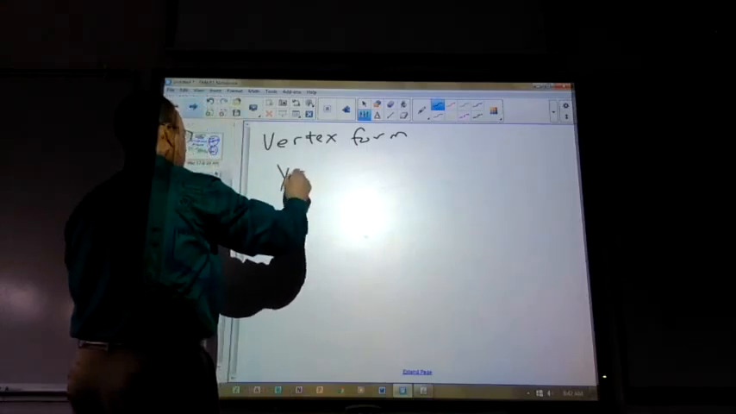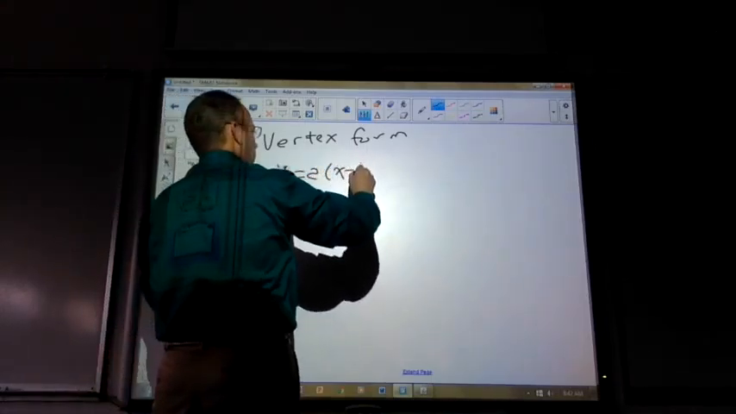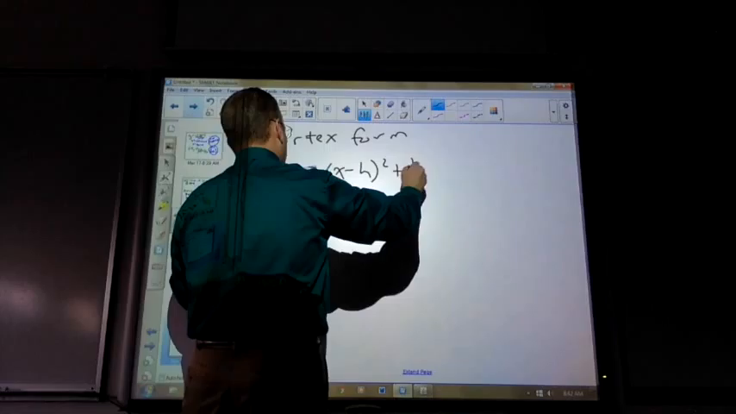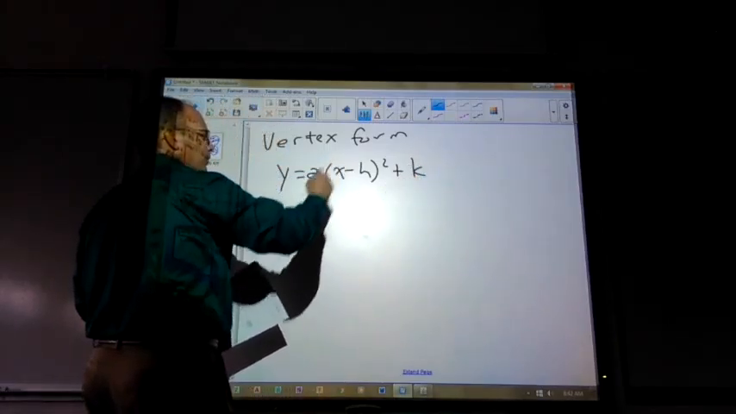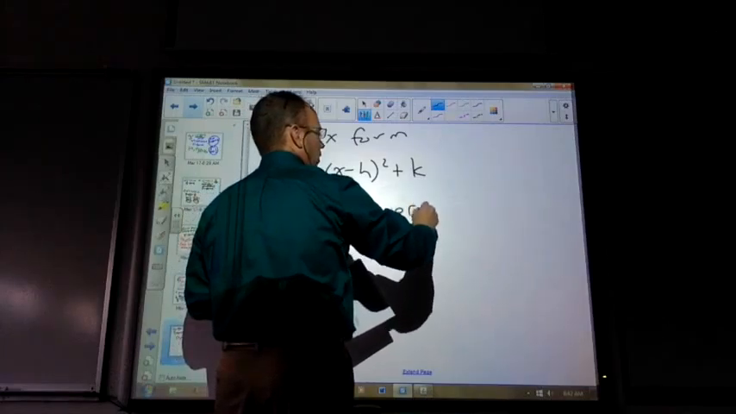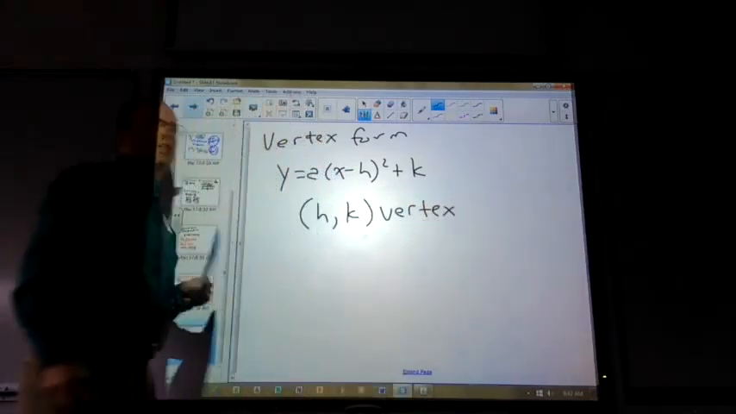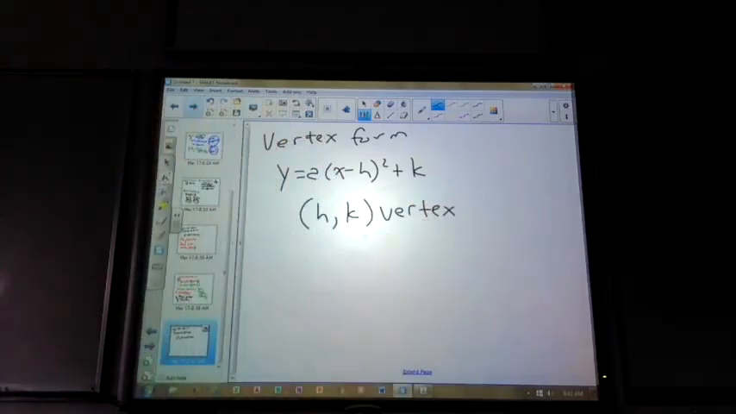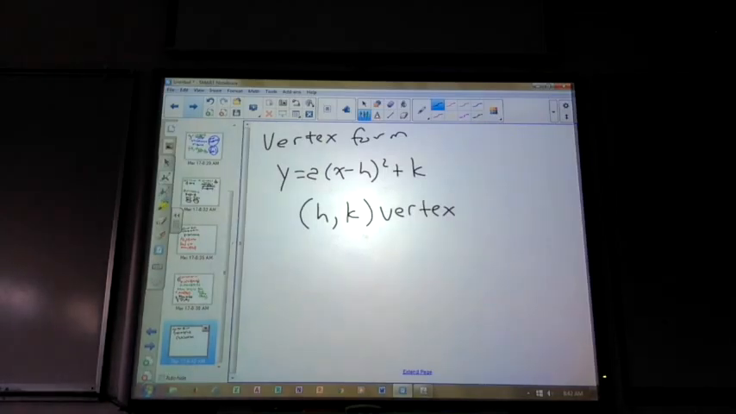Which is y equals a(x minus h) quantity squared plus k, where opposite inside, same outside, is how you find your vertex. So this is nice because it's given to you. But what are some things that you don't know about the parabola when it's in vertex form? You do not know where it crosses the y-axis. You do not know where it crosses the x-axis.